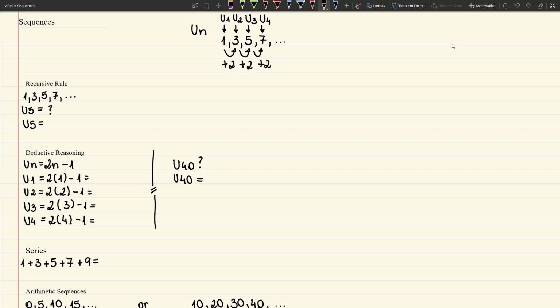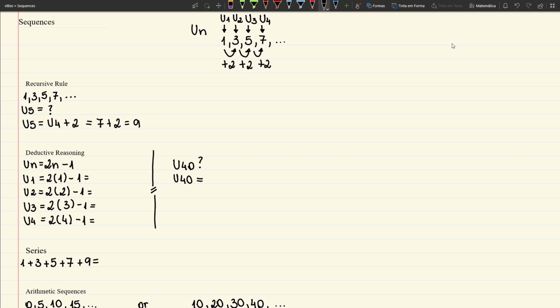The recursive rule can be used when we know the previous elements of a sequence. So if we have the sequence 1, 3, 5, 7, then U1 is 1, U2 is 3, U3 is 5, and U4 is 7. So if we want to find U5, we only need to add 2 to the previous element. So it's 7 plus 2, which is 9. So U5 is equal to 9.